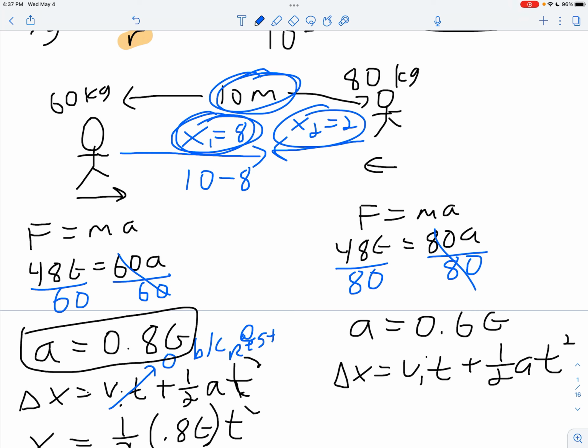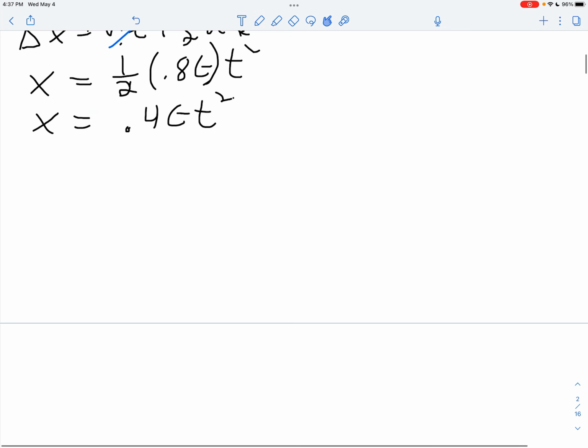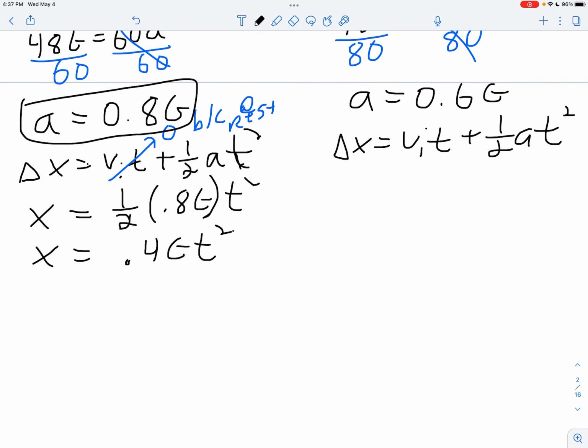So instead of using 8, though, it doesn't have to be 8. It could be any number that the 60-kilogram person travels. So instead of that, I'm going to make it 10 minus x. So 10 minus x will get us this number right here. So let's put 10, which is our total distance, minus x.